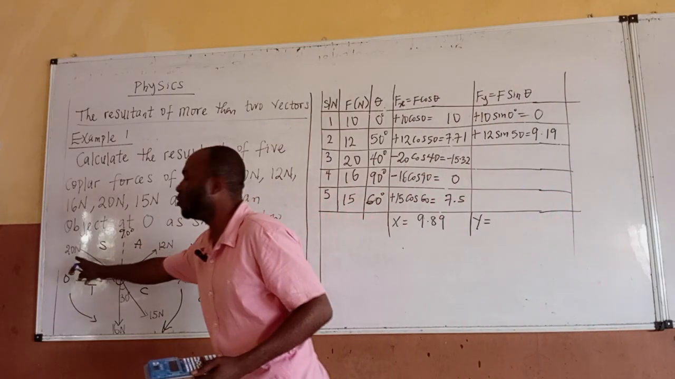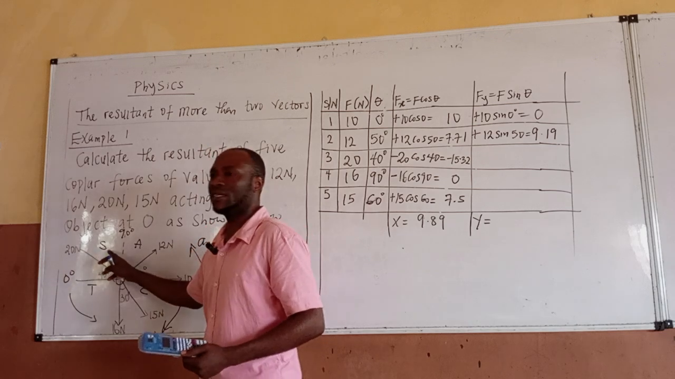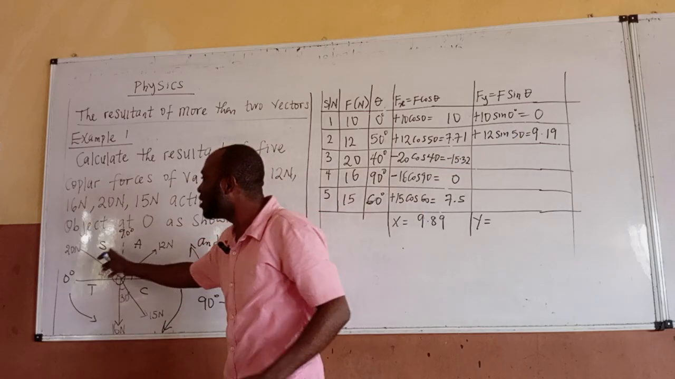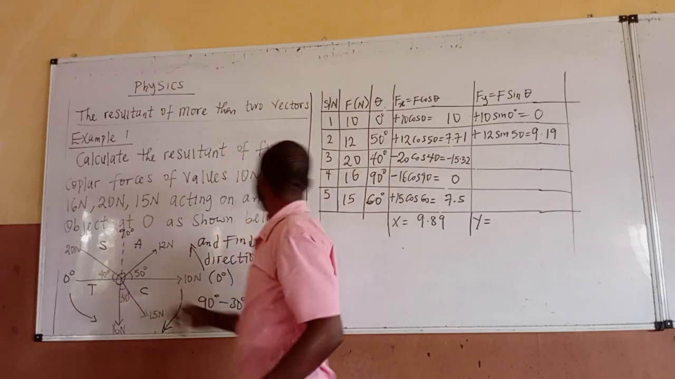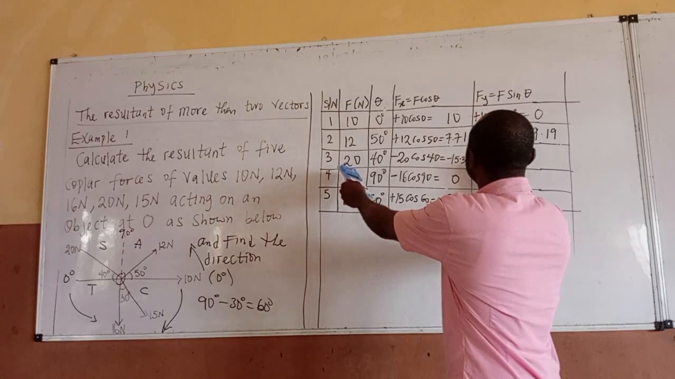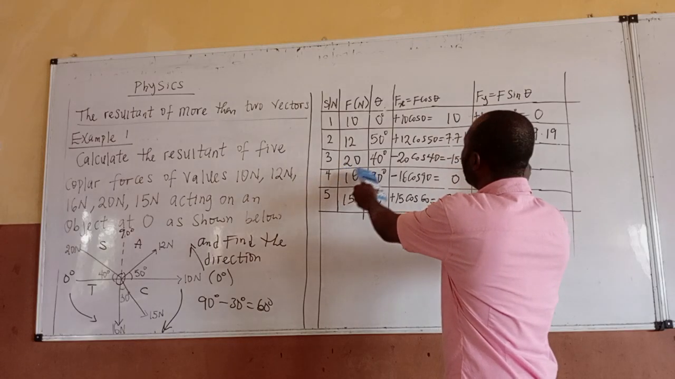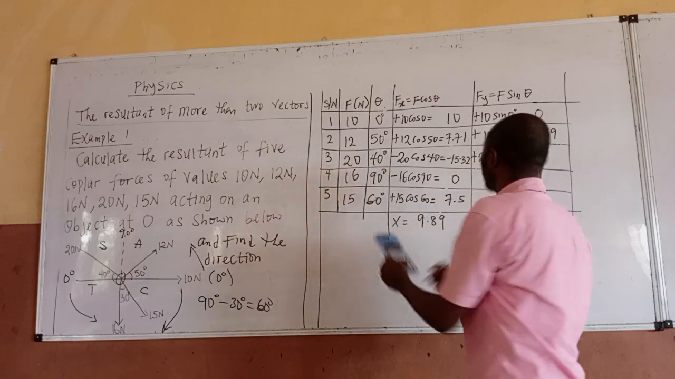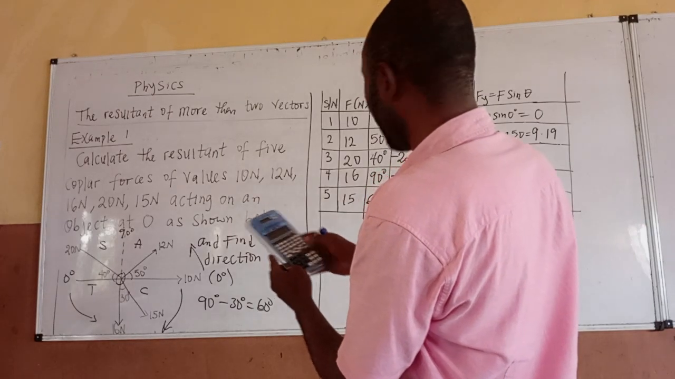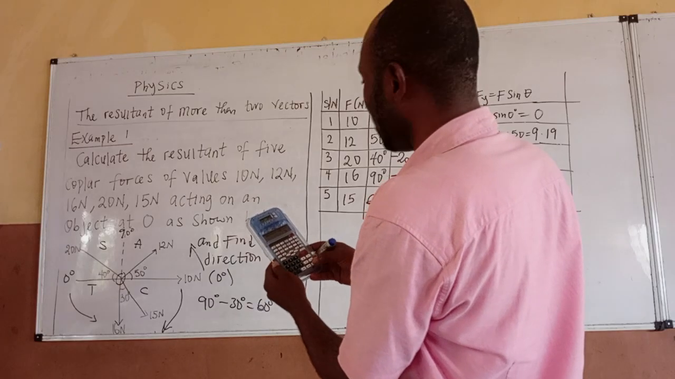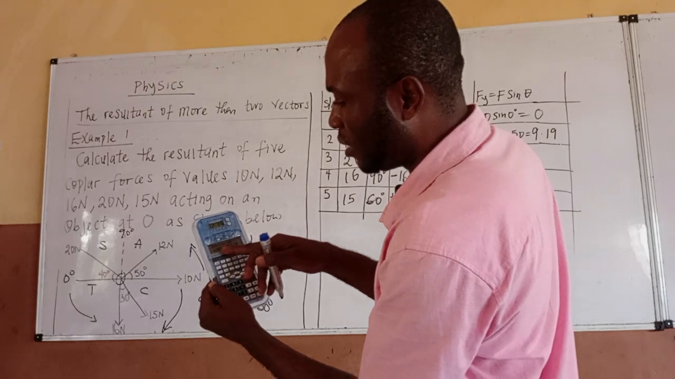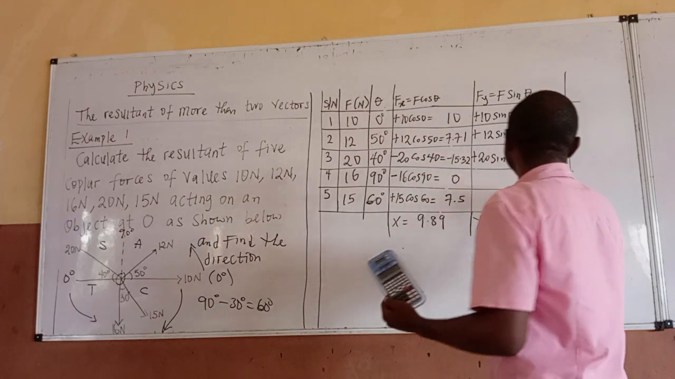The third one, which is 20 Newton, you can see that it's only sine that is positive here. And you're talking about sine, so that means it's still positive. So you have 20 sine the angle 40. You now punch it, 20 times sine 40, to give you 12.86. Don't forget to approximate. That is 12.86.